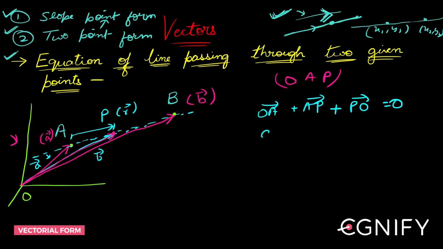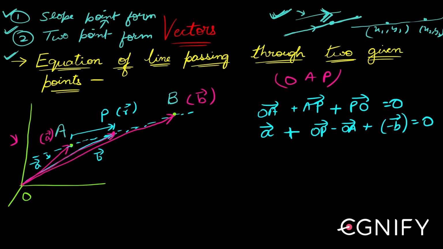So OA bar is nothing but your A bar. What is your AP bar? Now it's actually very easy to write AP bar, because AP bar is nothing but OP bar minus OA bar, right? It is nothing but OP bar minus OA bar. So plus your PO bar is nothing but minus B bar, and this is equal to 0.